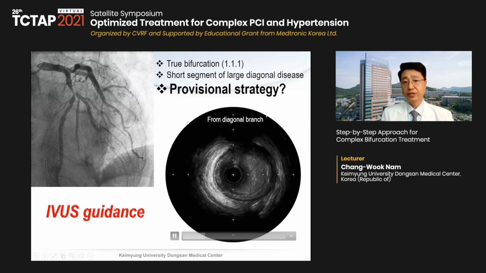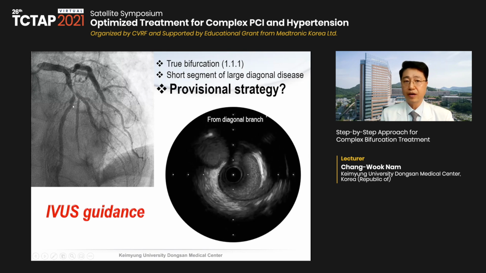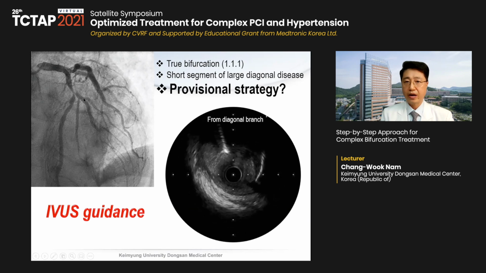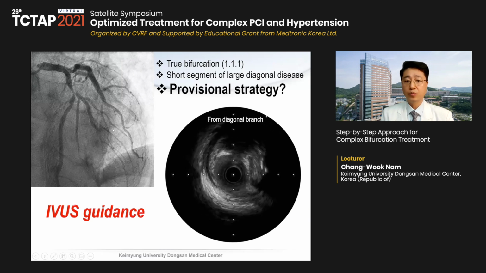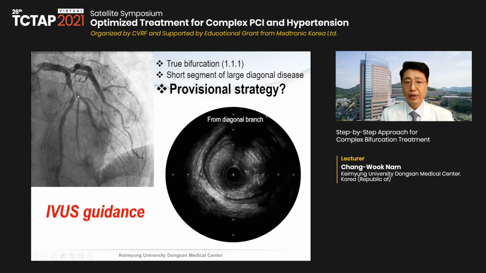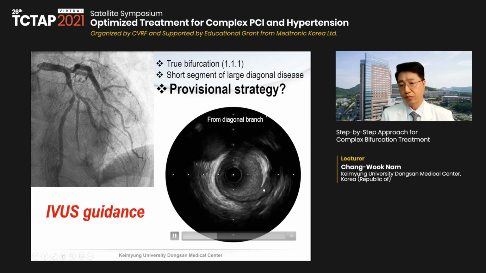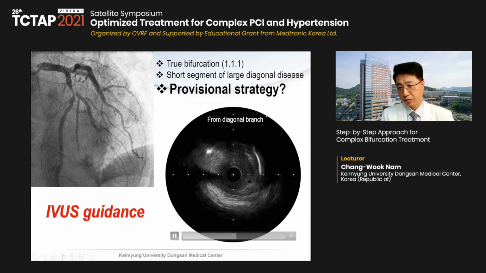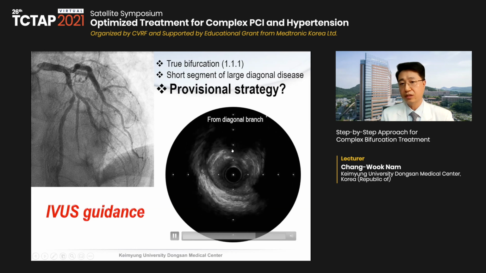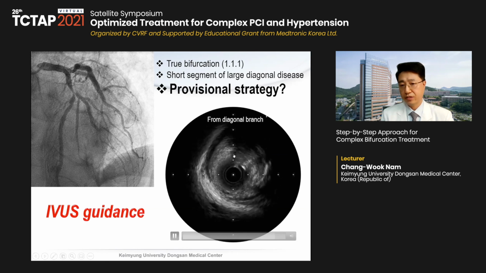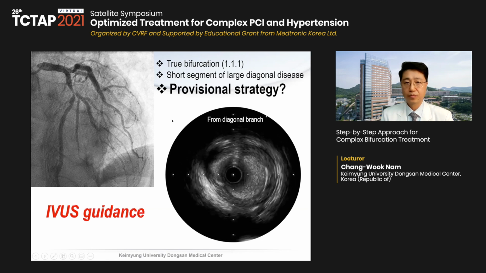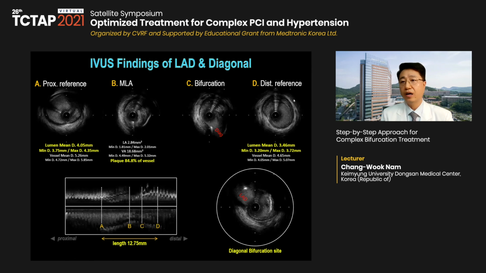But if you still have doubt that this kind of true bifurcation can be very high risk for a provisional approach, then you can guide with IVUS. After LAD ballooning, I tried IVUS examination from the diagonal. You can easily detect that most of the disease was located in the proximal part of the main vessel, not the diagonal ostium. And I also performed IVUS of the LAD, and the distal reference segment diameter was 3.5 and proximal was 4.0.